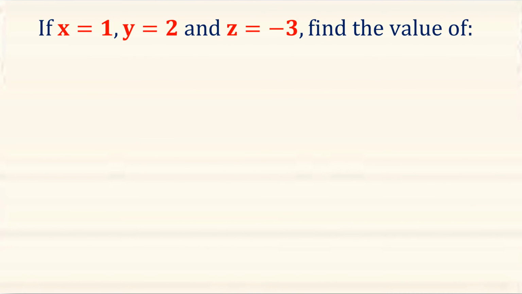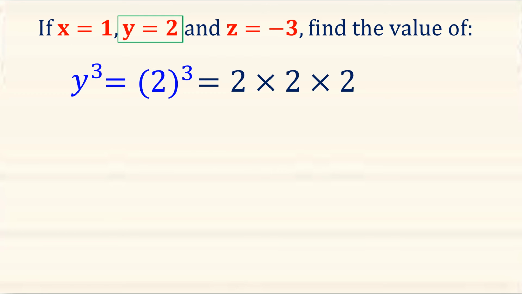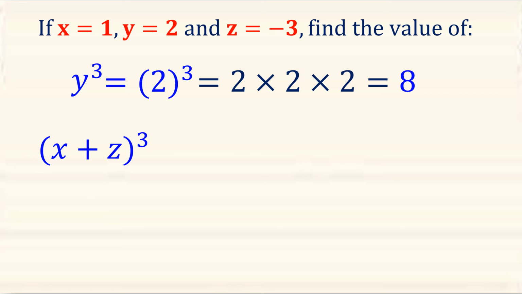Now let us have this one. If x is equal to 1, y is equal to 2, and z is equal to negative 3, find the value of y to the third. So in here, take a look at the value of your y, which is equal to 2, and then substitute the value or put the value in y. So we have 2 to the third, and 2 to the third is 2 times 2 times 2, which is equal to 8.